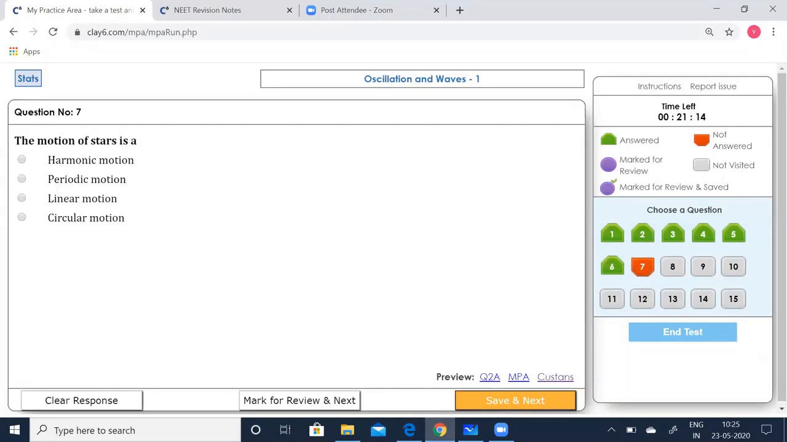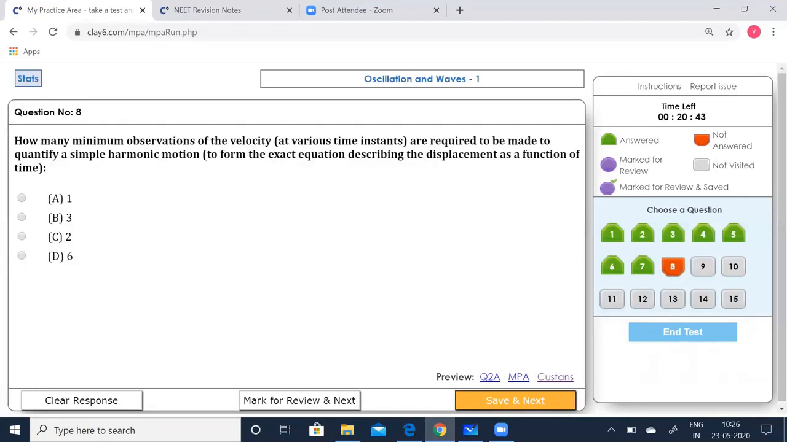The motion of stars is: harmonic motion, periodic motion, linear motion, or circular motion. Which can be the correct answer? Motion of stars is relative to Earth. Hence, as Earth rotates, the stars relatively move with a period of a day. Further, as the Earth moves round the sun, the stars are seen to occupy different positions, right? So it cannot be the others. It should be a periodic motion. Save that, go to the next.